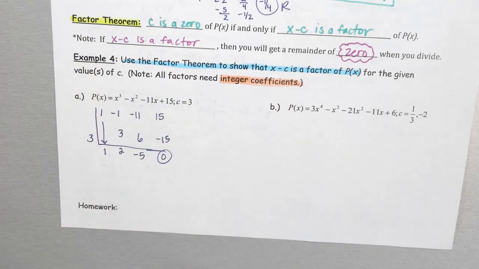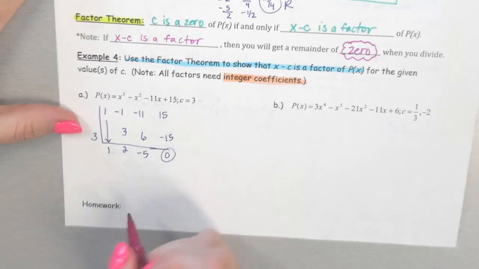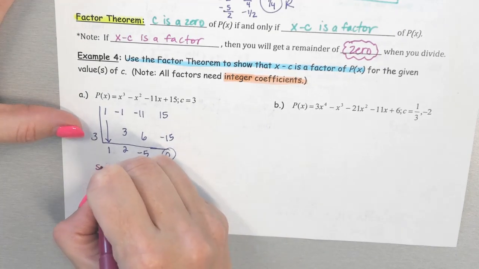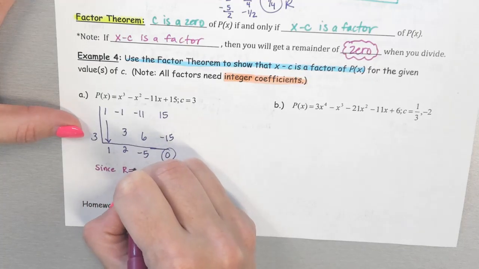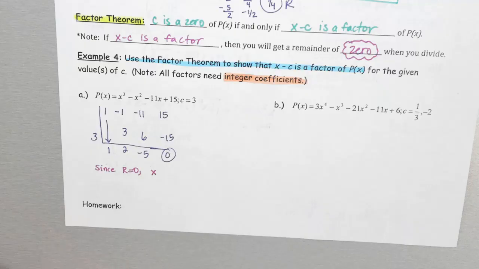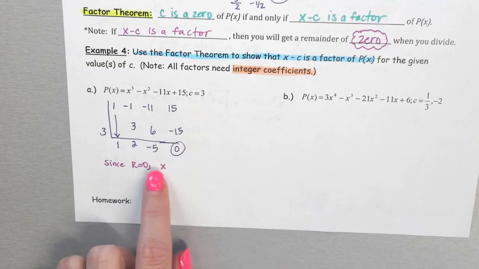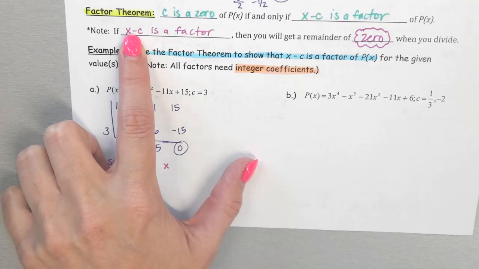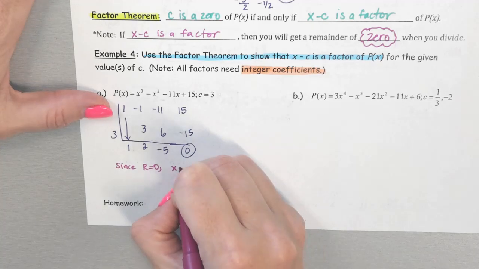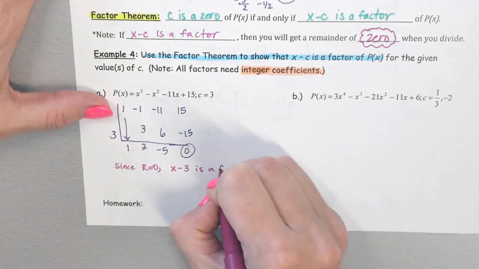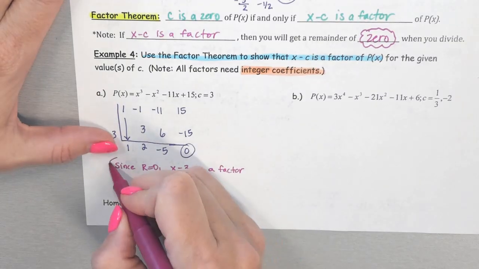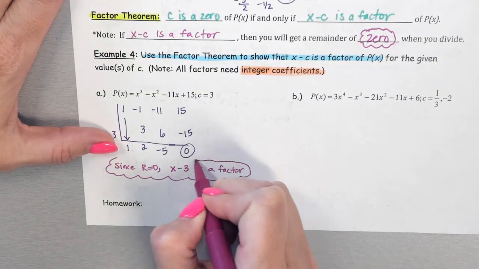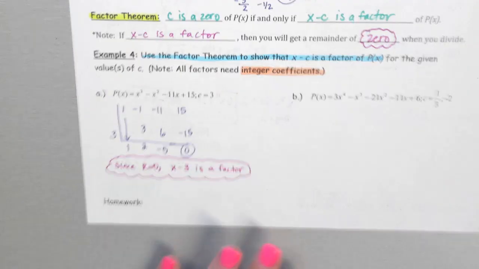Okay, now if you did it correctly, because it says to use the factor theorem to show, you're essentially proving, verifying that it's true. So once that happens, you're just going to say since r is equal to 0, and then you have to write the factor. So if it's 3, do you guys know how to write the factor x minus c? It would just be what? Yep. So you would say x minus 3 is a factor. Okay, and then you'd have your work for that, and then the x minus 3.